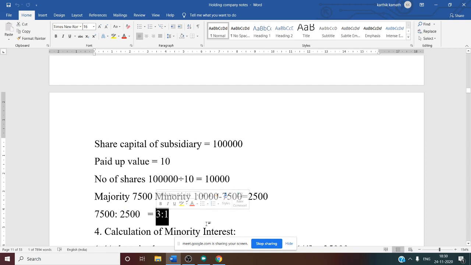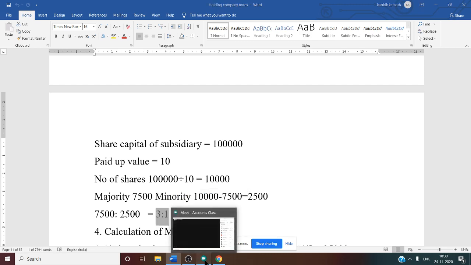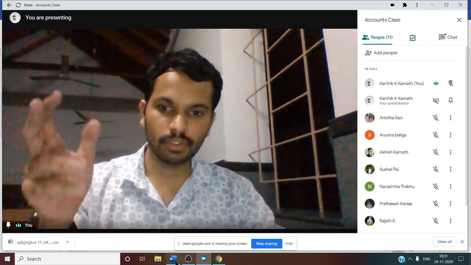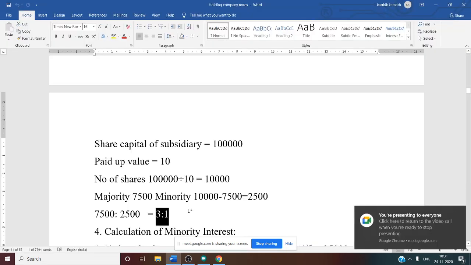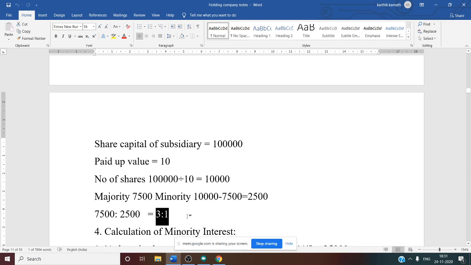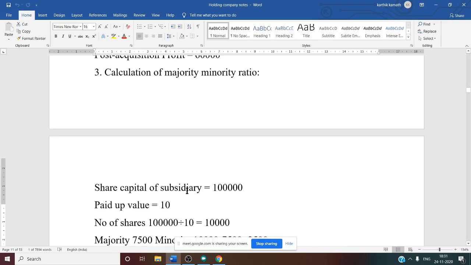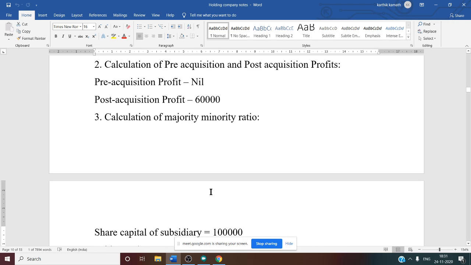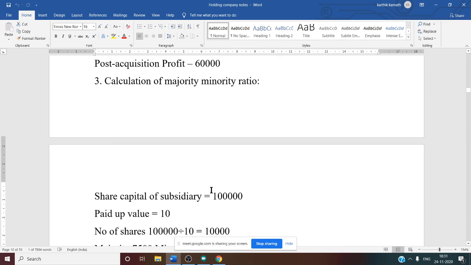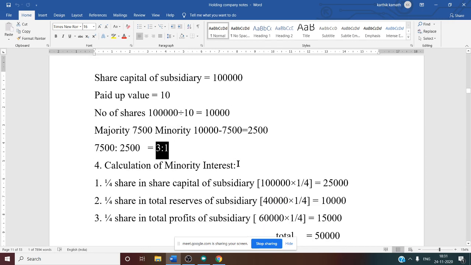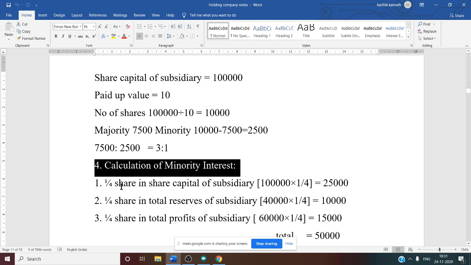So we want the fraction of share of majority and also the fraction of share of minority. How to get that? If you see the ratio 3:1, 3 by 4 is majority and 1 by 4 is minority. Very simple. So after discussing the majority-minority ratio, that is working note 3, we have to calculate the minority interest. That is the fourth one.